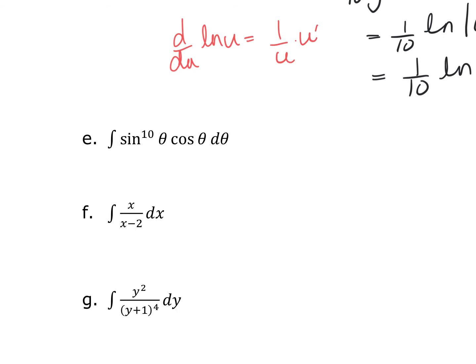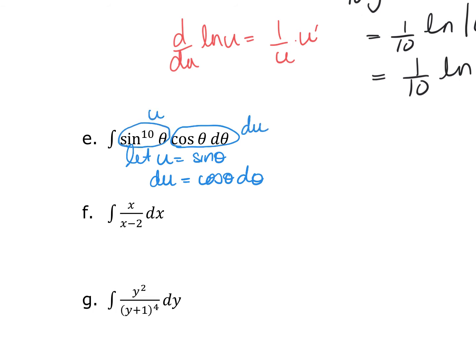the good choice is to let u equal the one with the power. So let u equal the sine of theta. du is going to equal the cosine of theta d theta. So here's my du, and I don't have to make any adjustments. And then this becomes u to the 10th, so this is the integration of u to the 10th du. Again, I'm going to add 1 and divide by that 11. And so I get 1/11 u to the 11th plus c.